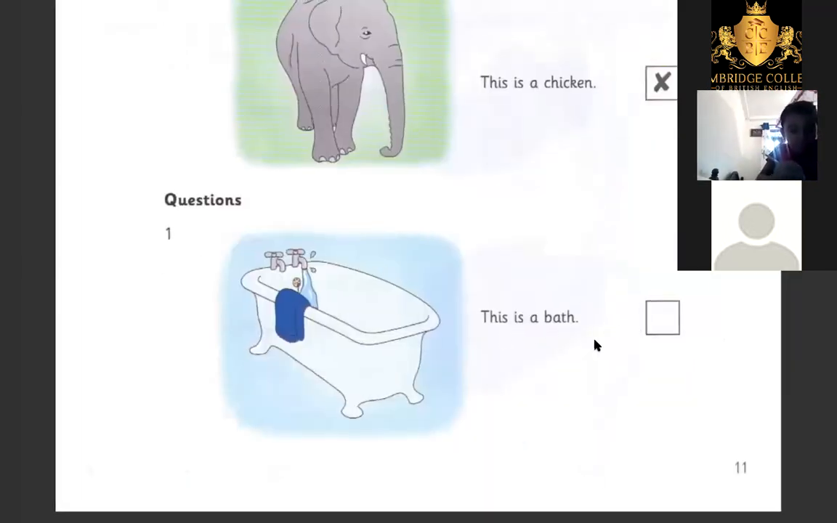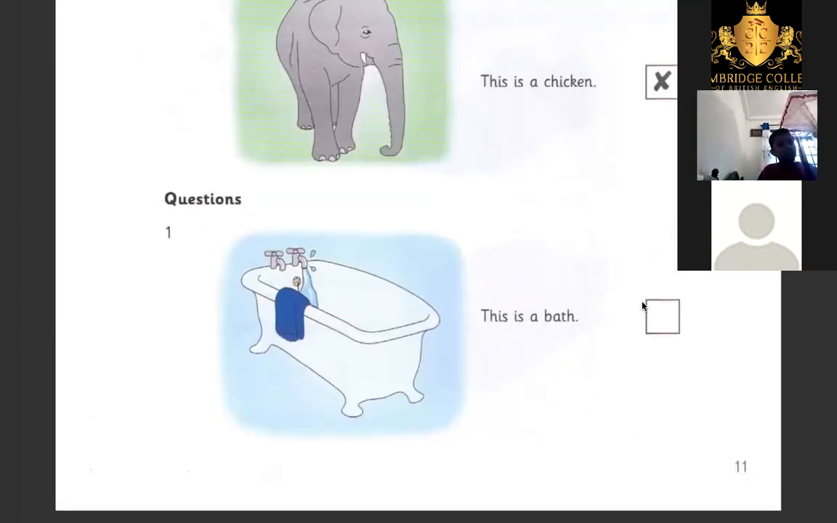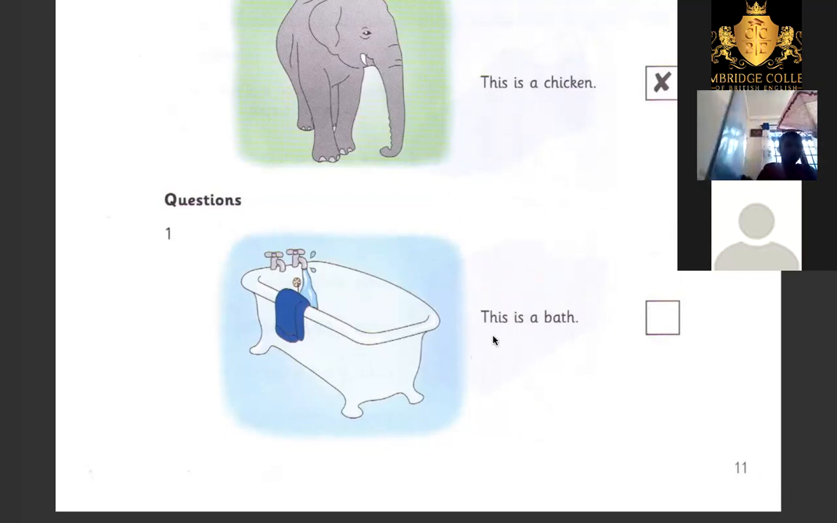This is a bath. Can you see now? Yes, this is a bath. Yes, it's a bath. You should put a tick, right? Take your writing book, the blue color one, and write, this is a bath.